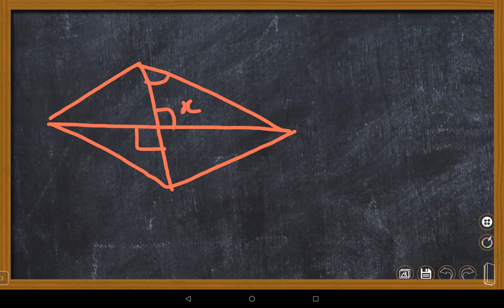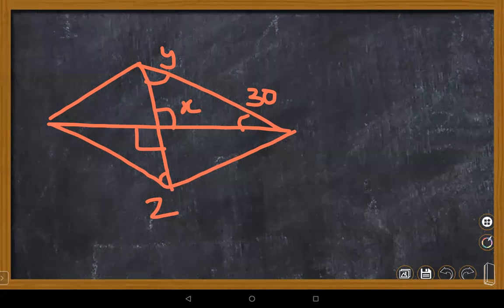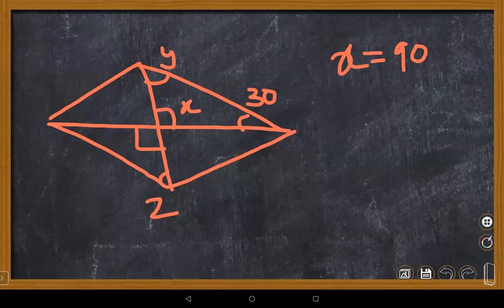This is Y. This is 30. This is Z. You need to find out X, Y, Z. Ma'am, X is 90 degrees since vertically opposite angles. Very good. And Y is, ma'am, Y is 60 degrees. Wonderful. Y is 60. Why? Because you are using angle sum property. Good.